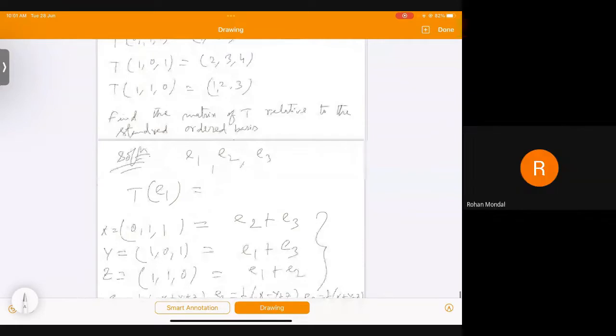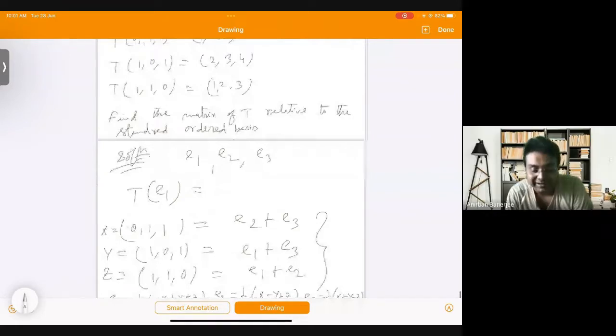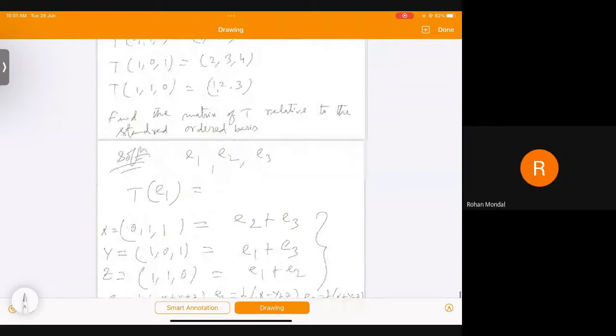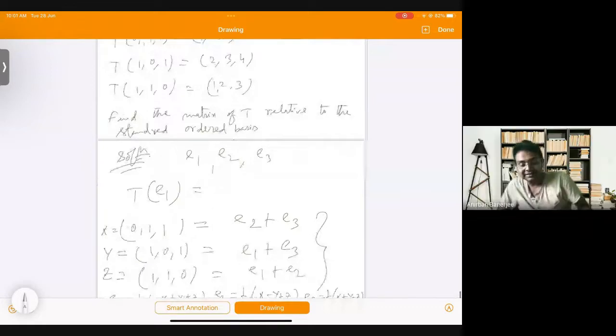Yes, sir. Because now we can apply this transformation T on E1. Since it's a linear transformation, if we apply T to E1, that means it is T of half into minus x plus y plus z. And that means half into minus Tx plus Ty plus Tz, right? And now we can represent it here because it's given. Right. Yes, Gaurav?